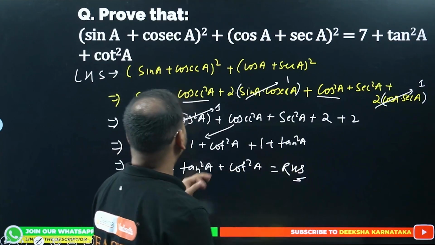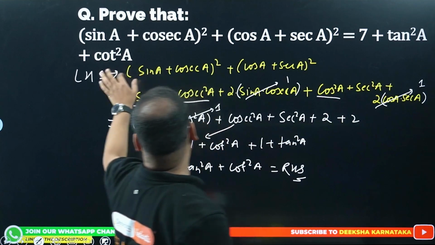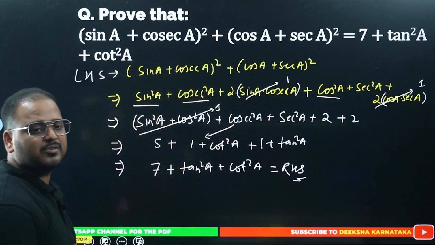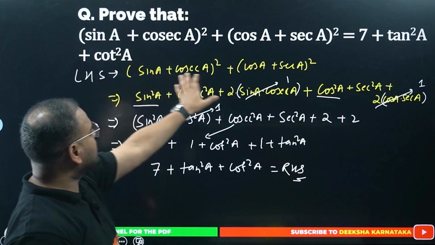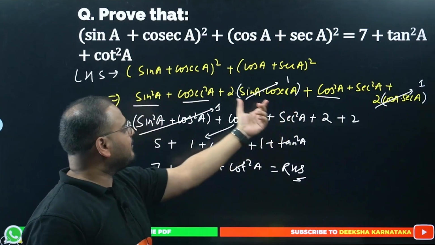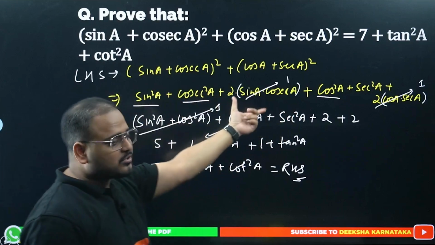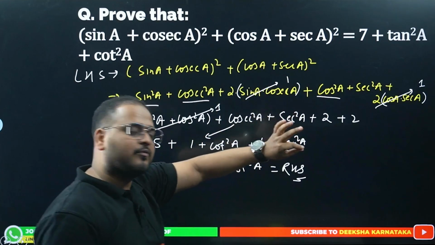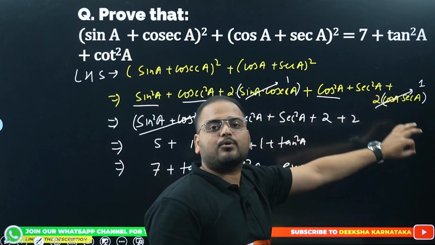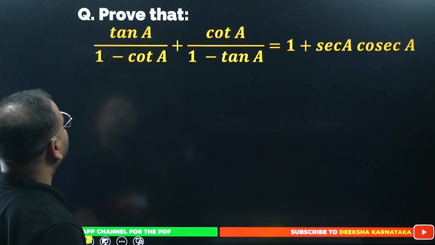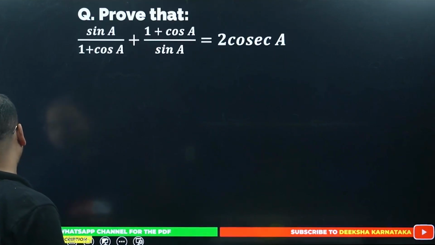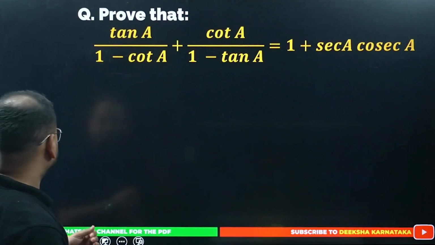Proved. 7 plus tan square a plus cot square a. Hope this is simple. What we did: expanded the whole square, and we made sin into cosec as 1 because sin and its reciprocal are 1, and cos and its reciprocal are also 1. Moving on. I think this is the last, okay, no, there are a few more questions. Let's move on.